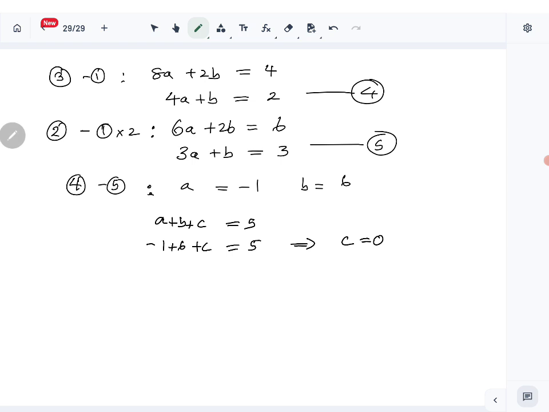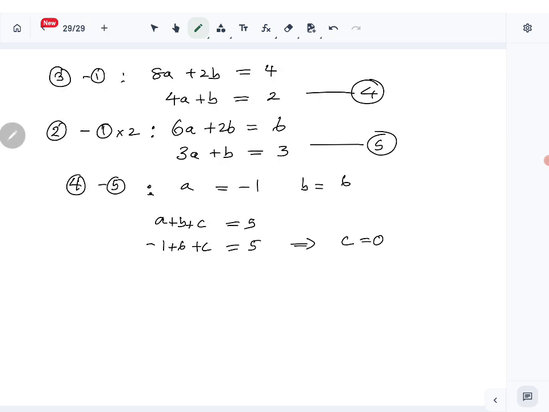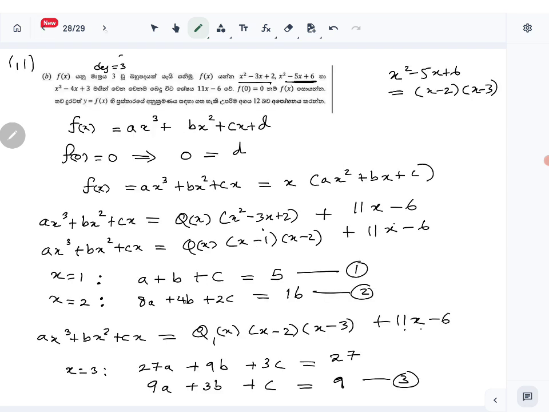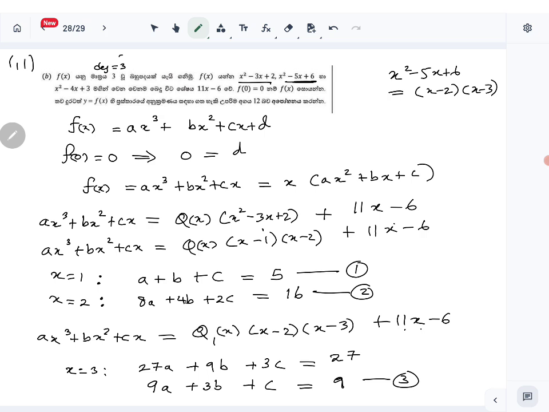Okay. Then what do we have? c is 0. So the function we were looking for is minus x cubed plus 6x squared. c is 0. So that is the cubic we want. That part is done.